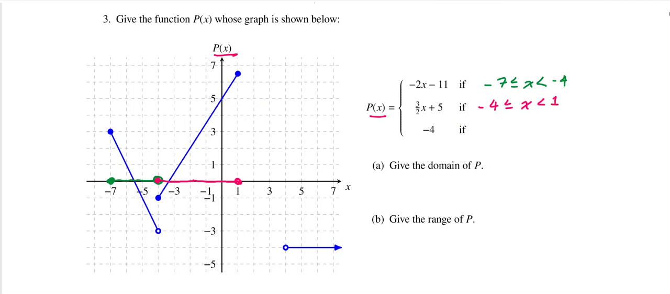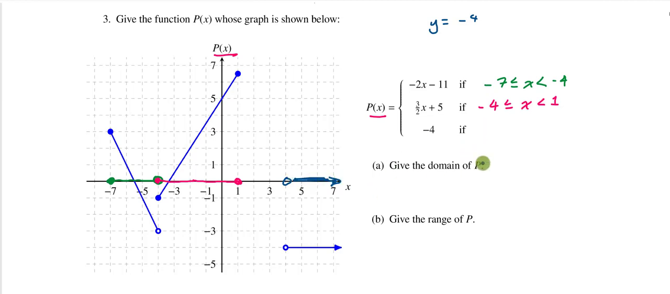For the domain of the third piece, this is our third piece here. This is the horizontal line, y equals -4. What I'd like to do here, you don't need to do this, is sketch the entire horizontal line, y equals -4. But I only want that horizontal line to show up for x values in this interval right here. So for these x values in this interval.